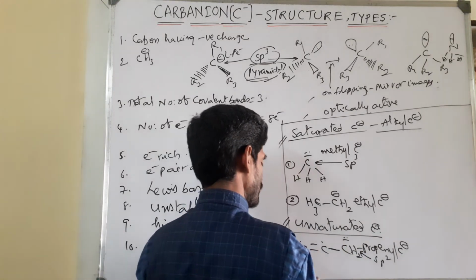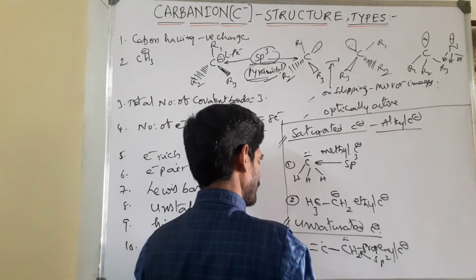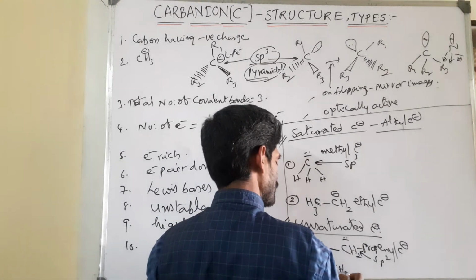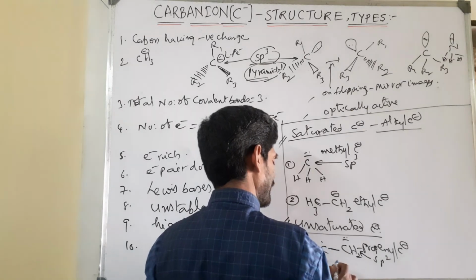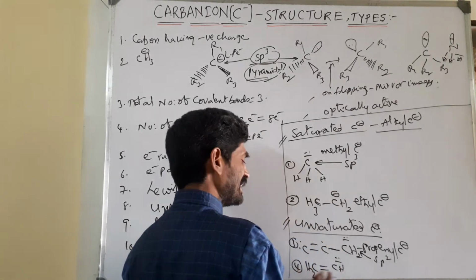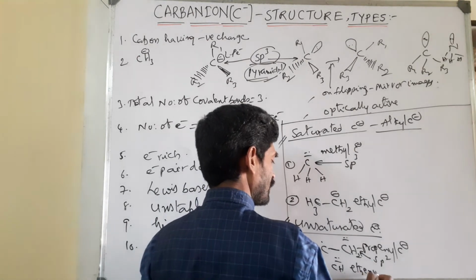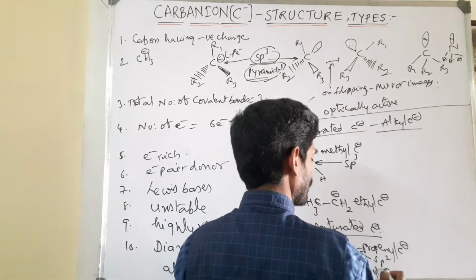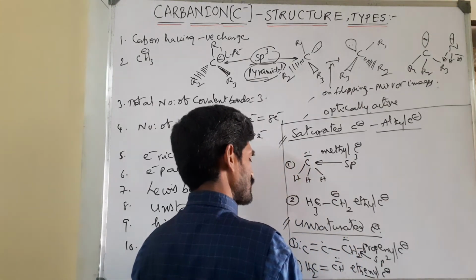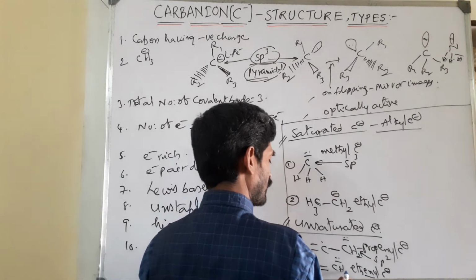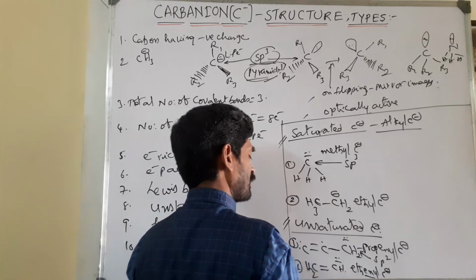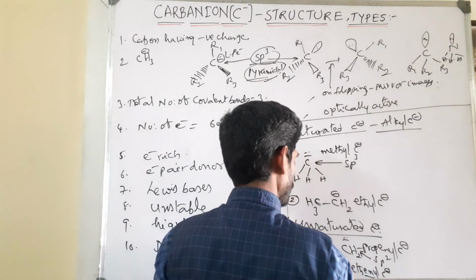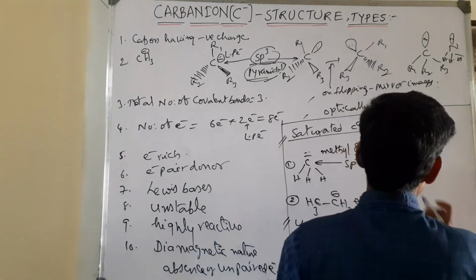Next, another one is written here. There are two carbons with a double bond, and it carries a negative charge: CH2, CH minus. This is an ethenyl carbanion, with two carbons and an alkene. Here also the carbon has one sigma bond and one sigma bond, and a pi bond is present, so this carbon atom undergoes sp hybridization, right.